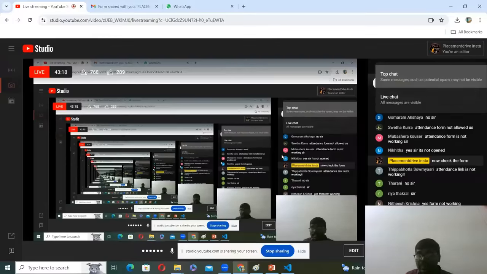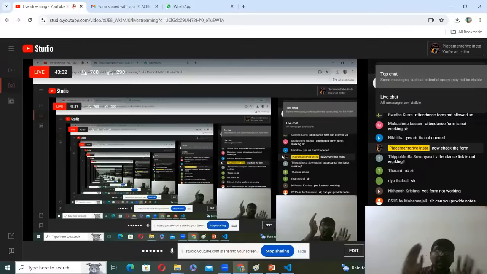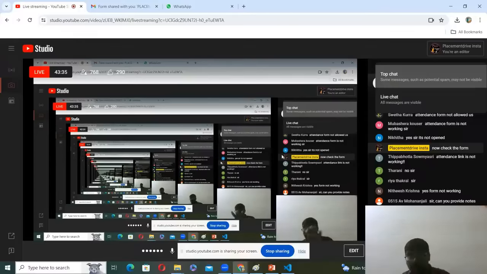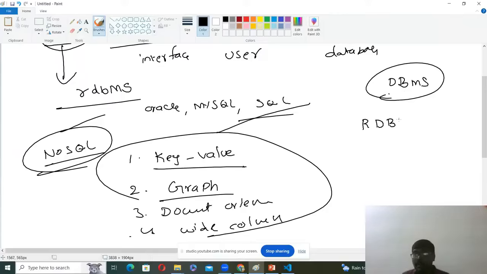What is the difference between DBMS and RDBMS? Very good. As I said, DBMS is a normal database management system that generally uses the concept of files. RDBMS is the relational database, where everything is available.